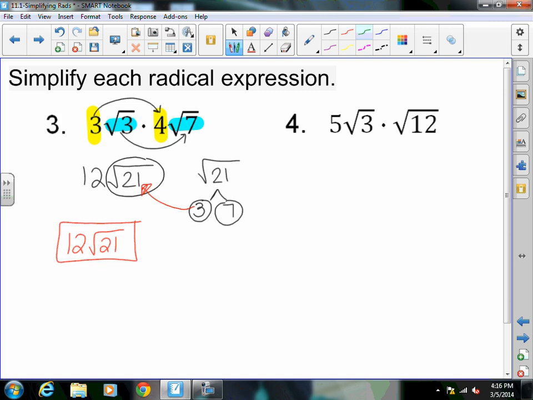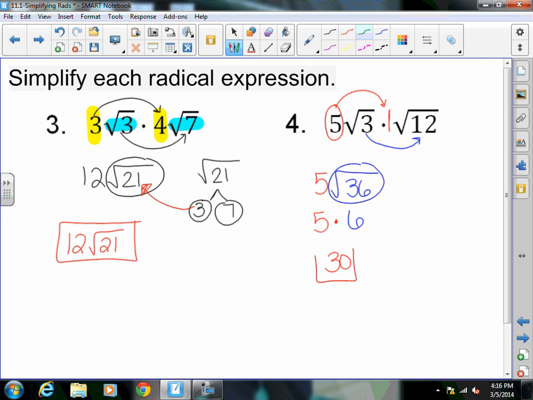Okay, number 4. You have a 5 here outside your rad. The number outside the other rad is a 1 where we don't have to write it. So when you take 5 times 1, you're going to get 5. And then rad 3 times rad 12 is square root of 36. So the first thing you're going to do is plug this into your calculator, and you're going to notice you get a whole number. Rad 36 is a 6. So then you have this 5 and this 6 squeezed together, which means multiplication. So my answer is 30.